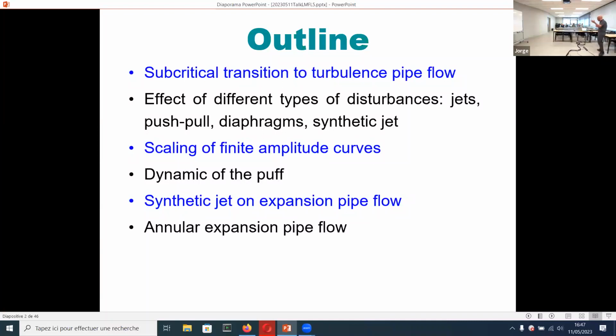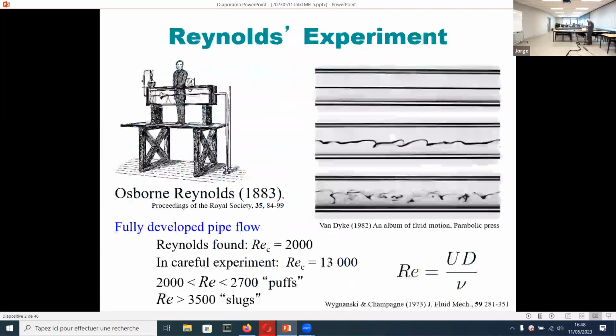Most of what I will show you is based on flow visualization. So we will be able to say some of the things we can see about the dynamics of the puff. And we also tested the synthetic jets on the sudden expansion pipe flow. In this case, the transition mechanism for the transition to turbulence in sudden expansion pipe flow is slightly different. So I will show you what the differences are compared to the straight circular pipe flow. And at the end, we've also done an experiment where we put a rod in the center of the pipe, and this changes again the mechanism of transition. And I will wrap up.